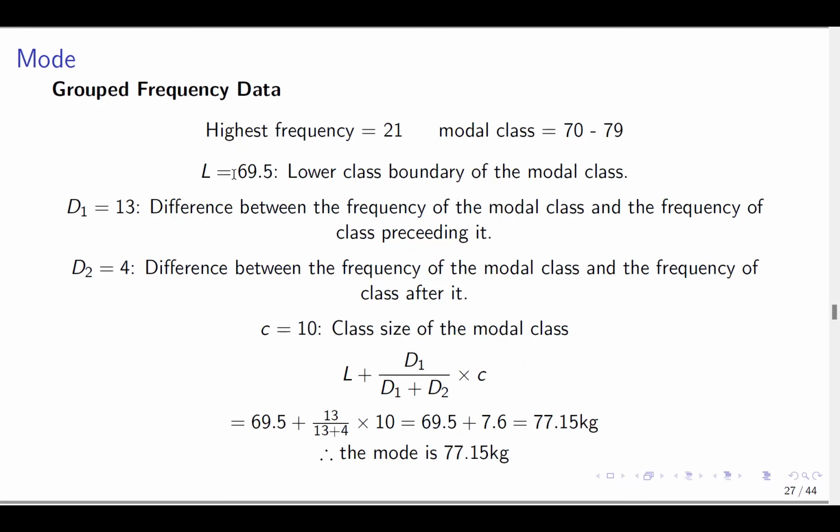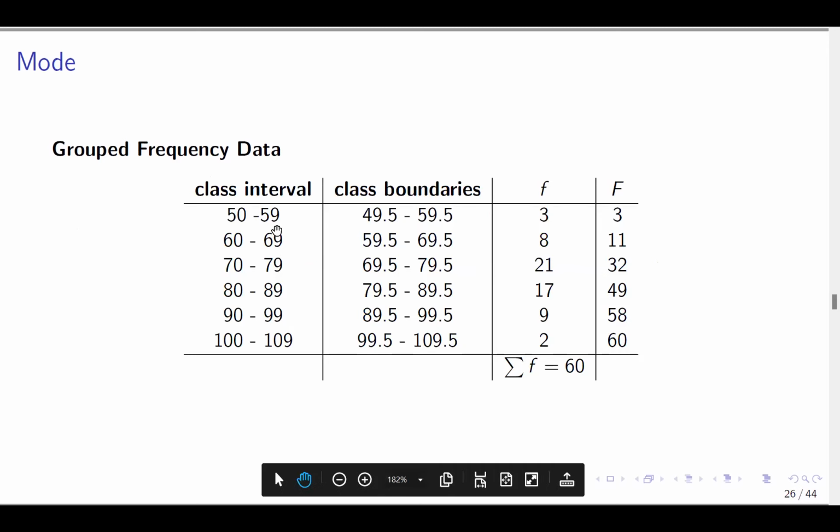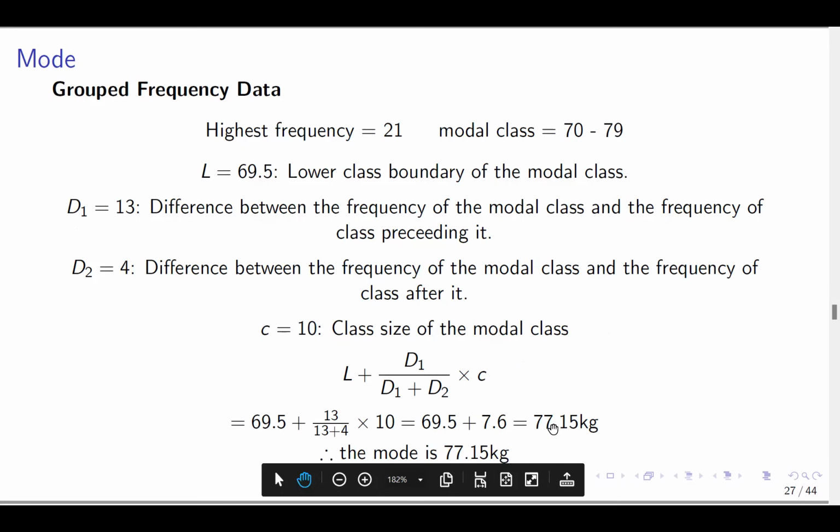So at this point, once you have figured out the corresponding values for these variables, you fix them into your formula, and then with the help of your calculator, you can find out the modal value. These values seem to be weights, okay? So the final modal value of the weight is 77.15 kilograms.